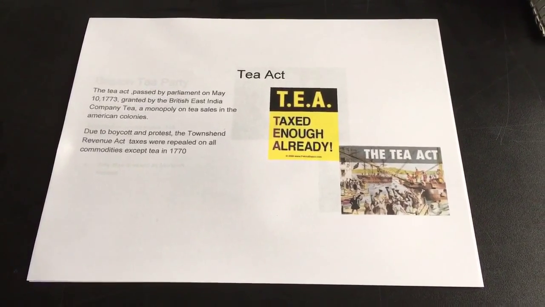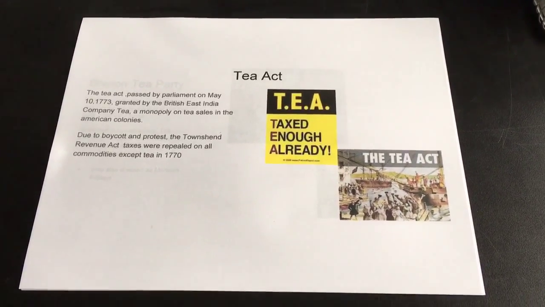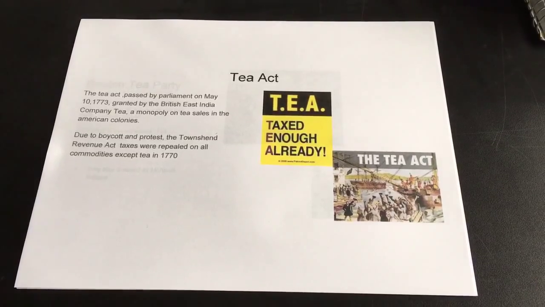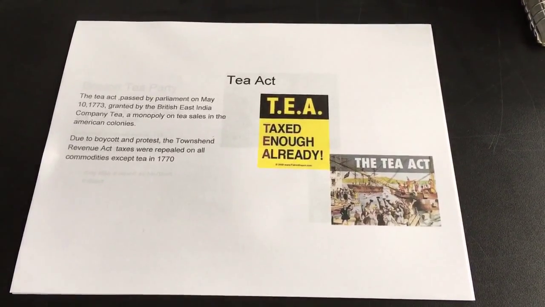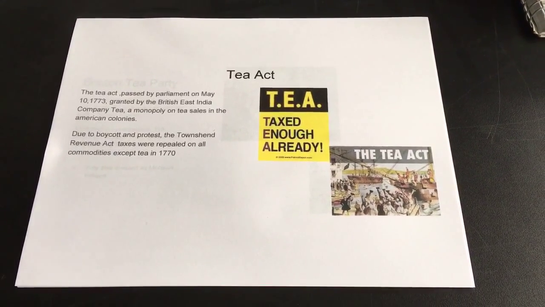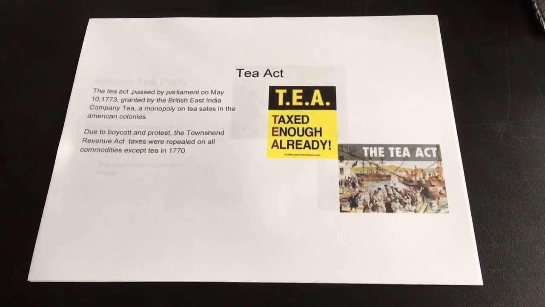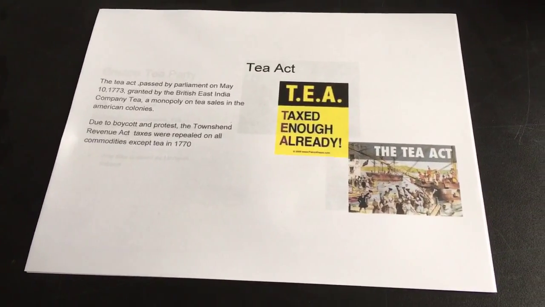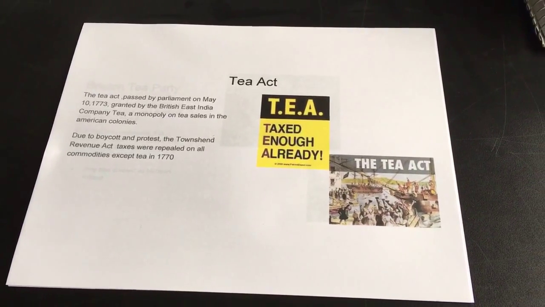The Townshend Revenue Act also taxed glass, lead, oil, paint, and paper. Due to boycotts and protests, the Townshend Revenue Act taxes were repealed on all commodities except tea in 1770. The tea tax was kept in order to maintain Parliament's right to tax the colonies. The Tea Act forced colonists to buy from the East India Tea Company.